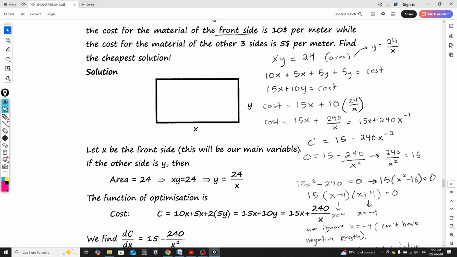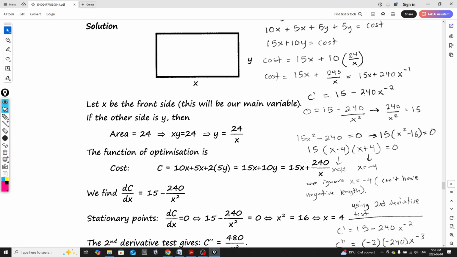Move the 240 over x squared to the other side, bring up the x squared, multiply both sides by x squared, factor out the 15. So I get x squared minus 16, which I'll factor into x minus 4 and x plus 4. Except again, remember x is a length. It does not make sense in this situation to have x equals negative 4. I can't have a negative length, so I'm going to ignore that. I'm going to keep moving with x equals 4.